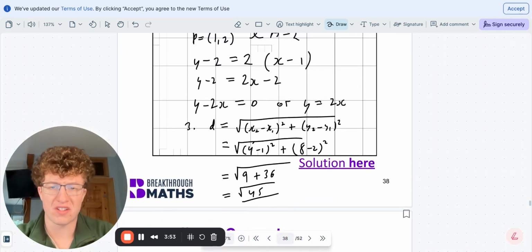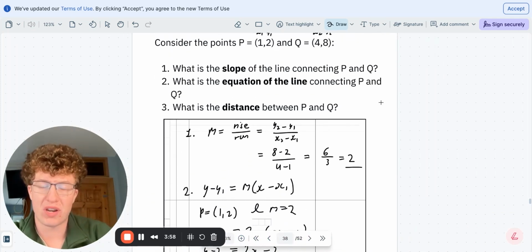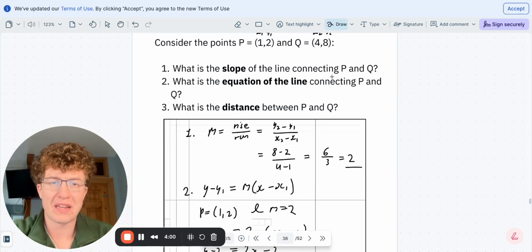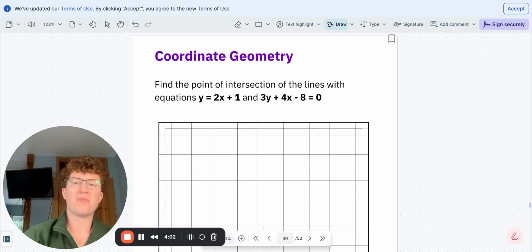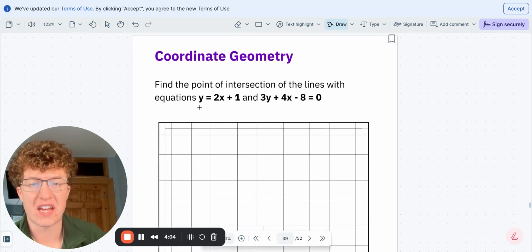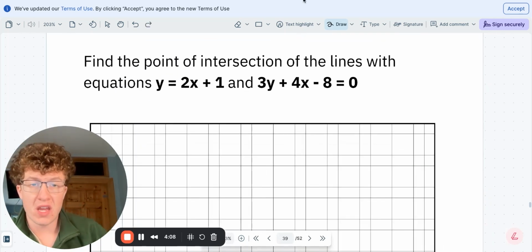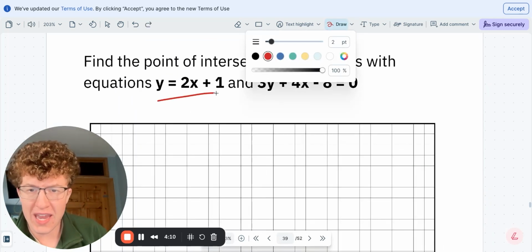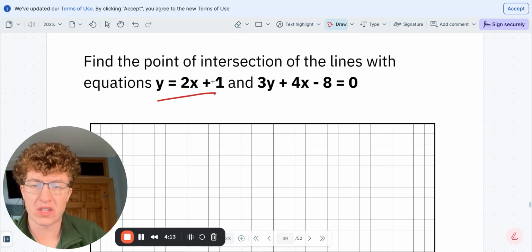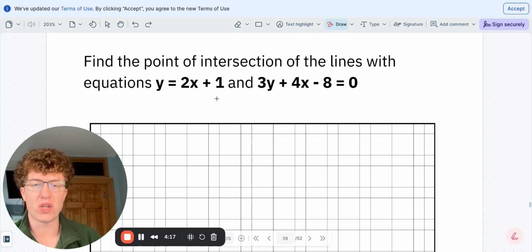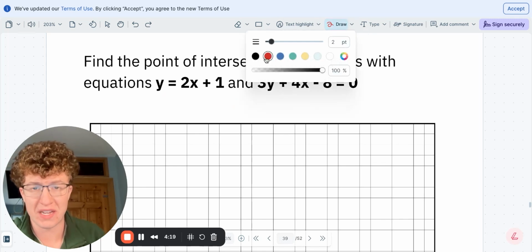So those 3 questions, all you had to do there was look at your log tables, label the points, and just fill into the formula. Easy peasy. Now, next question, find the point of intersection between these 2 lines. Now, there are 2 ways you could do this. You can either take this equation, because it's y is equal to 2x plus 1. You could either take that y and fill it in here, or you could do the way in the notes, which is like a simultaneous equation.